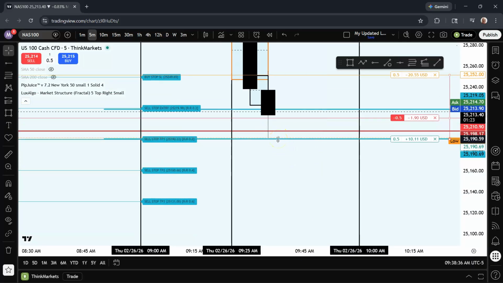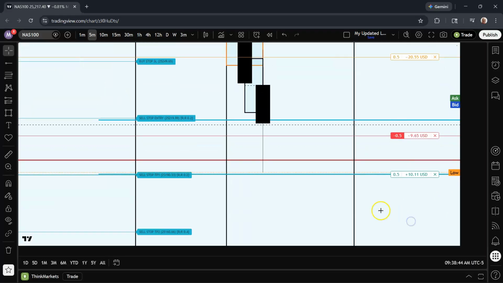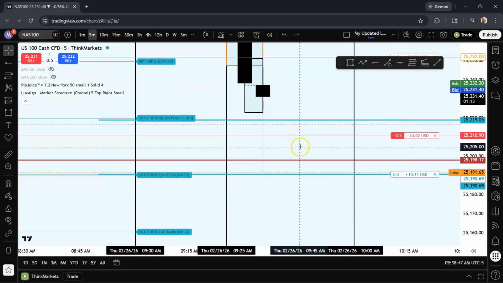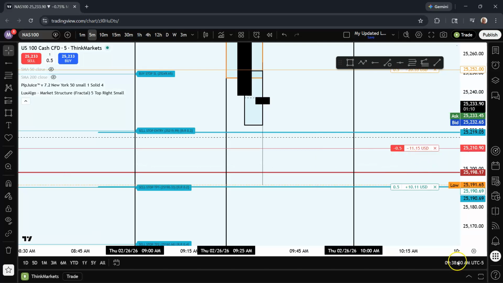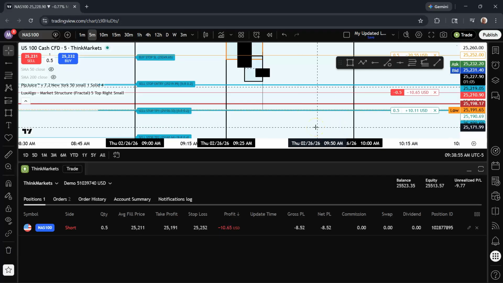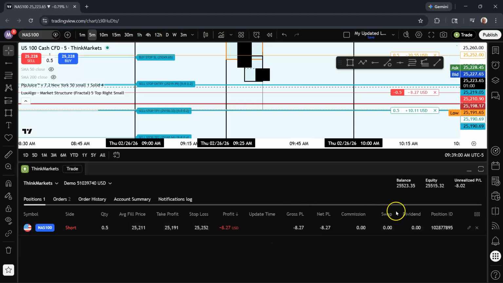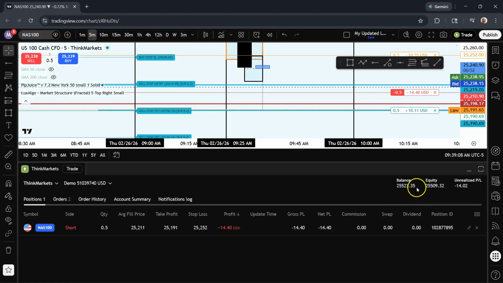Should I move the TP to take profit too? Nah. Okay. -11. Alright, so this is a challenge account that I'm on. $25,000 challenge account. I'm already up $523.35. I need to earn $27,500 to pass the challenge. So far so good.